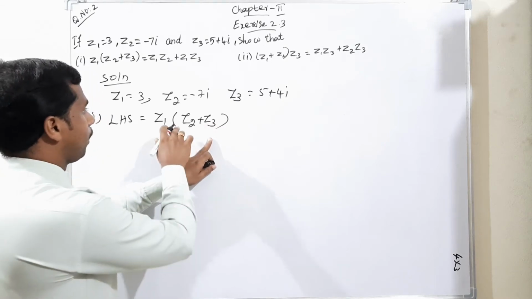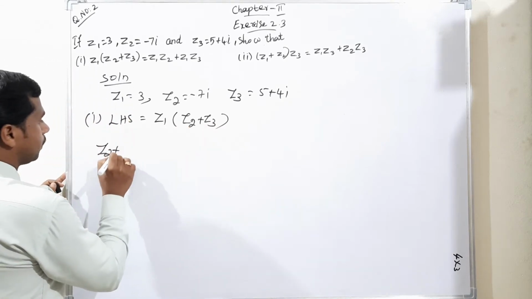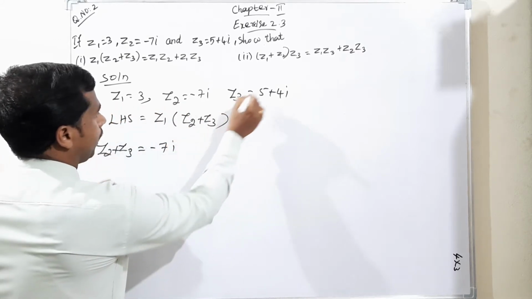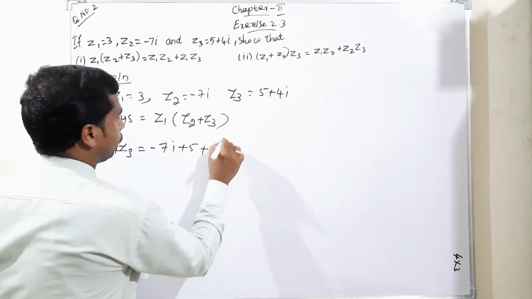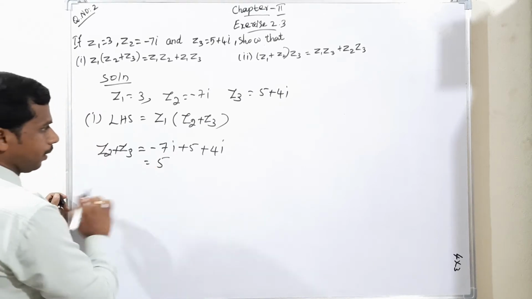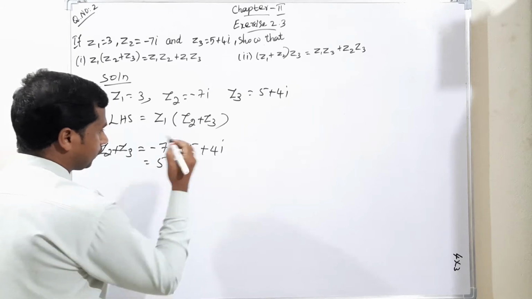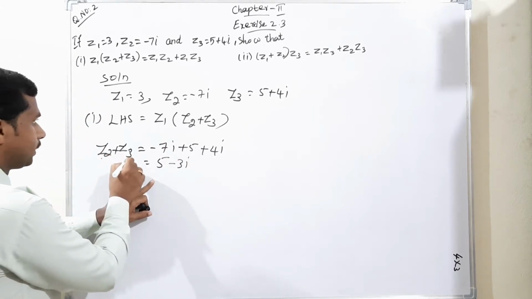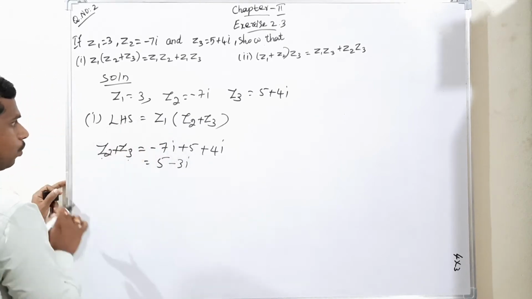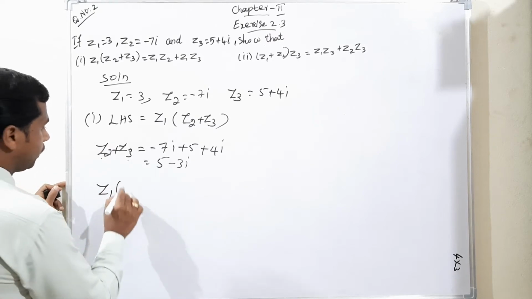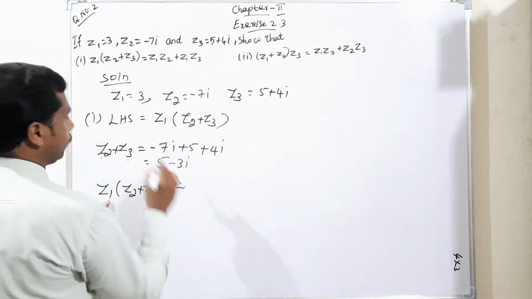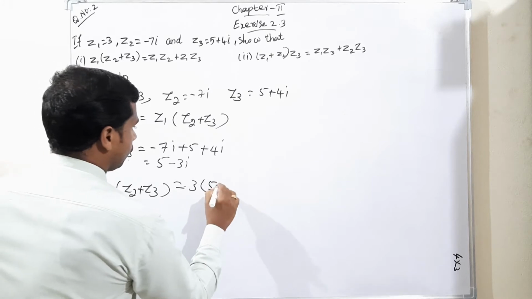So first I am going to take Z2 plus Z3. So Z2 plus Z3 is equal to, Z2 is equal to what is the value? Minus 7i, then plus 5 plus 4i. Again, first I have taken the real part, that is 5, minus 7i plus 4i, therefore minus 3i, isn't it? Then after getting Z2 plus Z3, multiply with Z1. Z1 into Z2 plus Z3 is equal to, Z1 value we already know, 3. So 3 into 5 minus 3i.